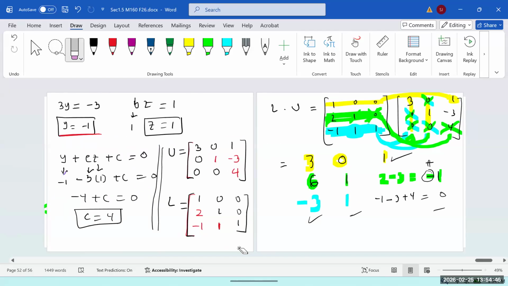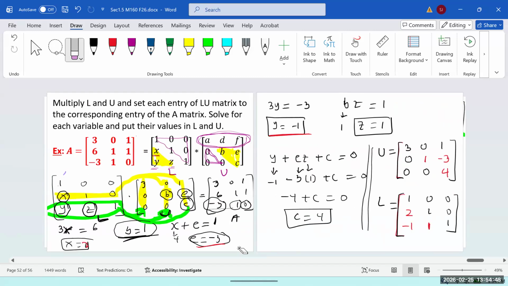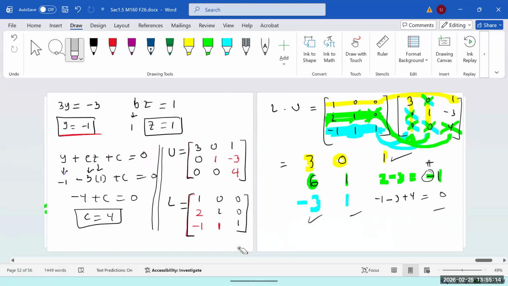Yeah, my E is wrong. So we got the E from second row, third column. So X times 1 is X, plus 1 times E is E, and our number is 1. So you get the idea. Okay, I'm too lazy to check. But everything else is correct except this one. So somewhere I made a mistake on this column, 1, -3, 4.